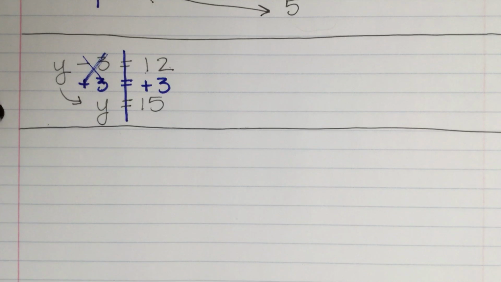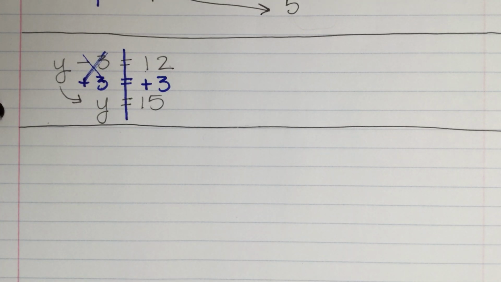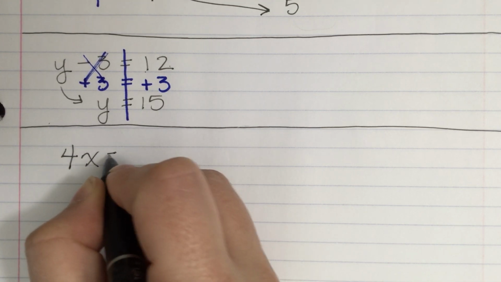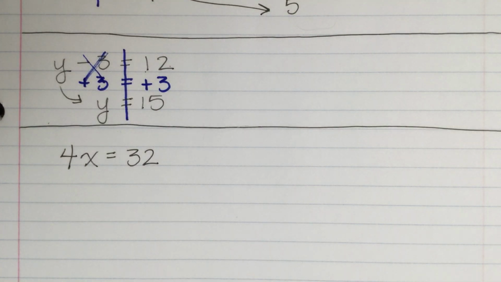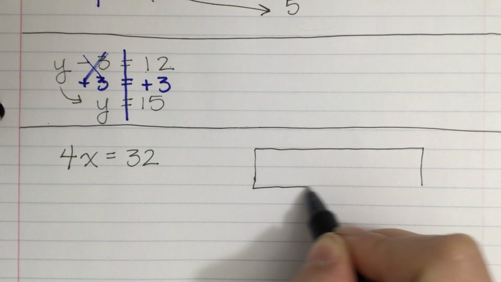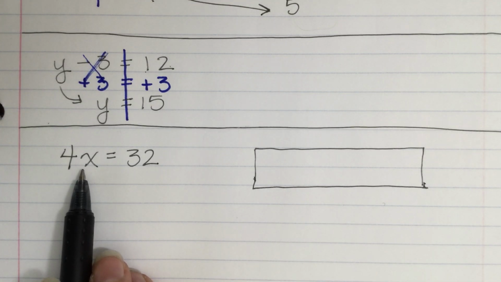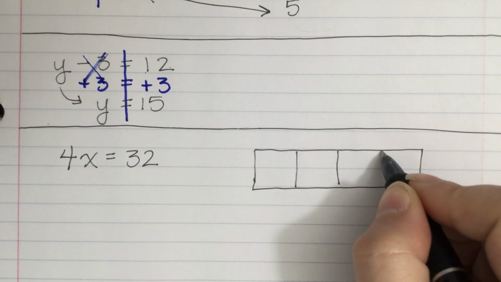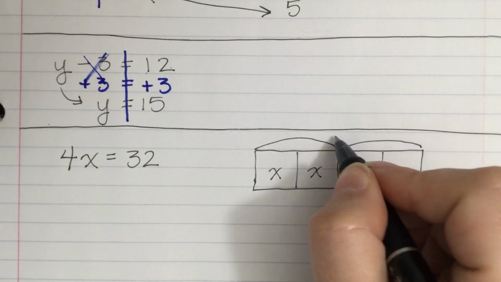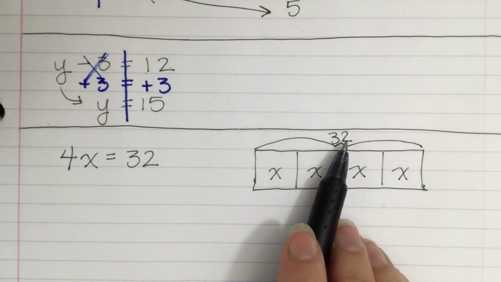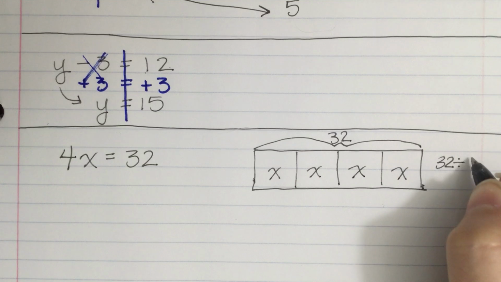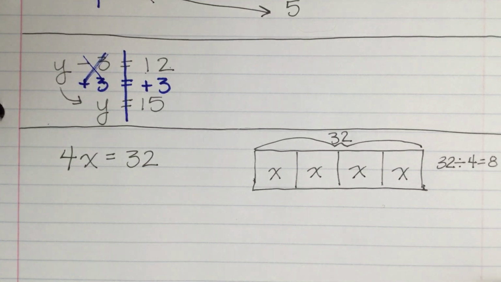Okay, the next problem that I'm going to show you guys is multiplication. So if we have a problem like 4x equals 32, I can show that in my tape diagram. Okay, we only have one term over here, but it is split into 4 pieces. So I have 4 x's for a total of 32. So if we know the total is 32 and it needs to be split into these 4 equal x's, I would do 32 divided by 4 to get me 8.